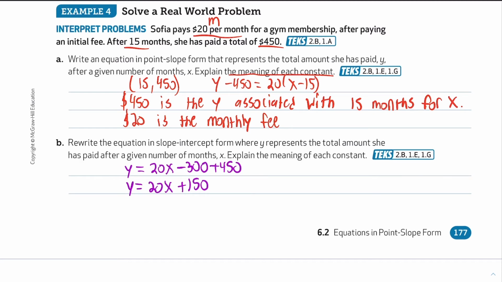Here, 150, that's the y-intercept, which means it happens at 0, 150, and the x's are counting the months. So at 0 months, it costs $150. So that means that $150 is the price to sign up.